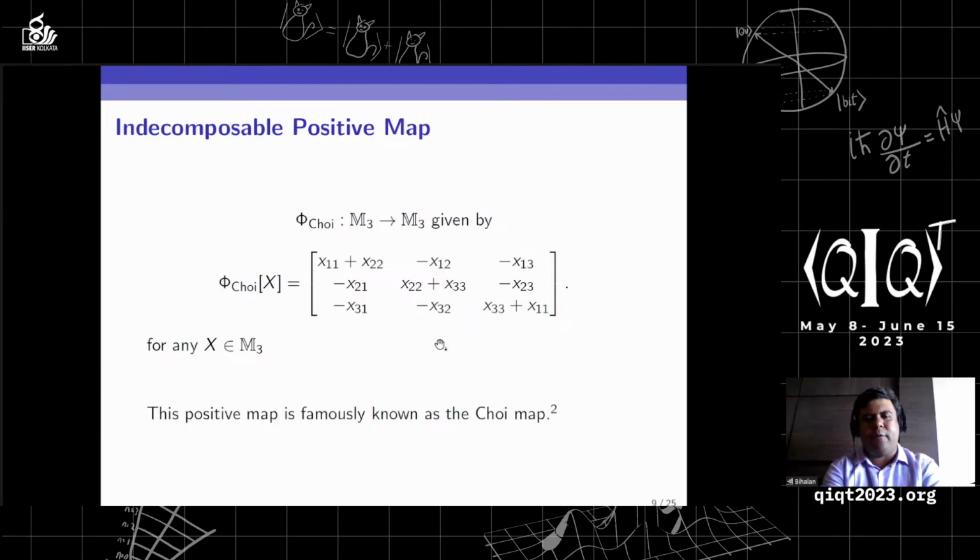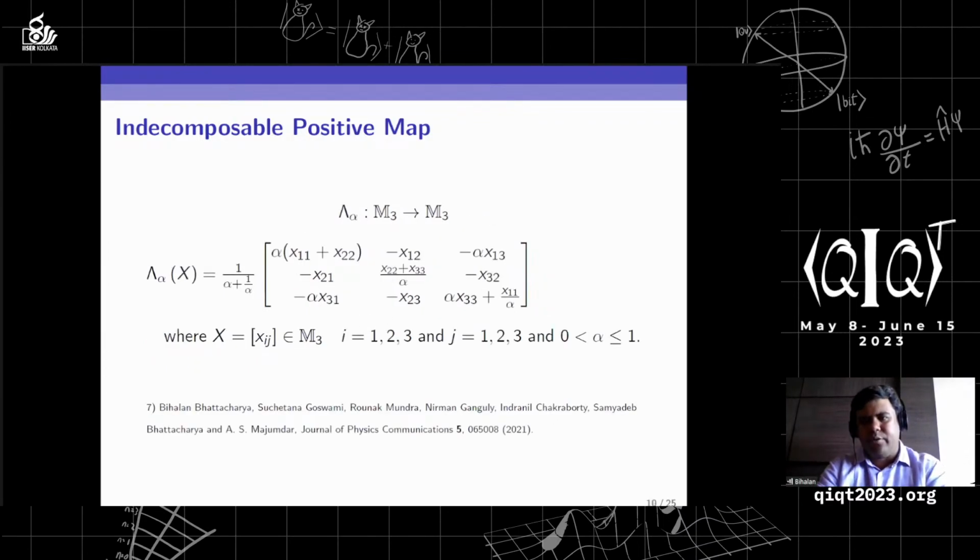You see that this is a map from M_3 to M_3, 3 by 3 complex algebra to 3 by 3 complex algebra. We have to do some calculation to show that it takes all positive operators to positive operators. And it's famously known as the Choi map. Now, recently, we have introduced another positive map from M_3 to M_3, and this is given by this formula, this prescription, as you see. And we have been able to show that this map is also an indecomposable map.